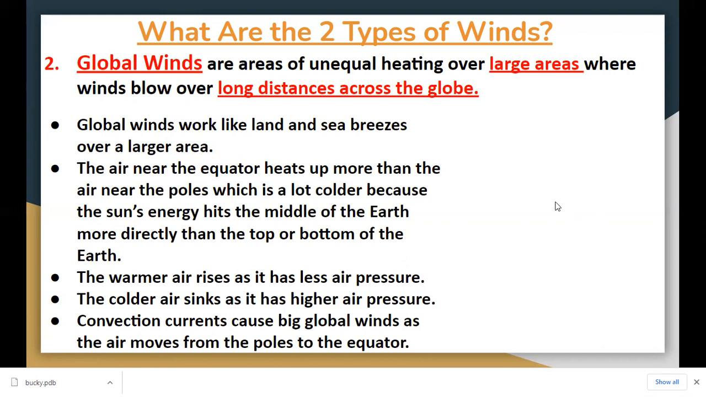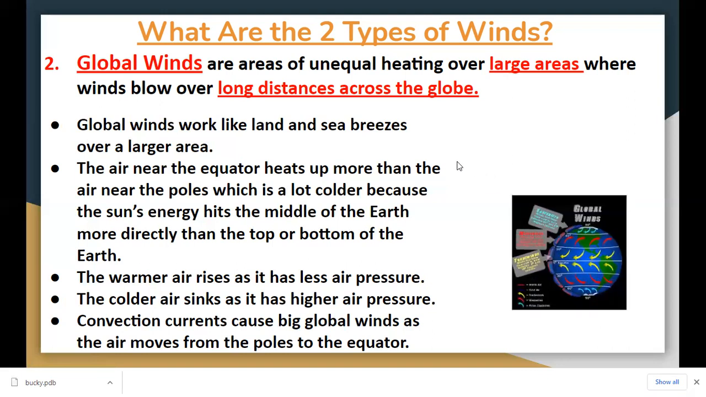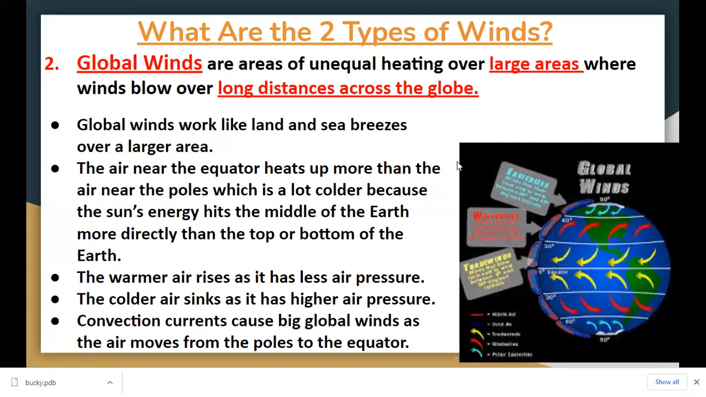At the center of the Earth by the equator, the warm air is going to rise because it has less air pressure. Remember, warmer temperatures create less dense air. The colder air near the poles is going to sink, right? Because it has higher air pressure. So then the colder air is going to want to pull in underneath the warmer air. It's going to fill it in. So the convection currents are going to cause big global winds as the air moves from the poles to the equator. Here's a little example.